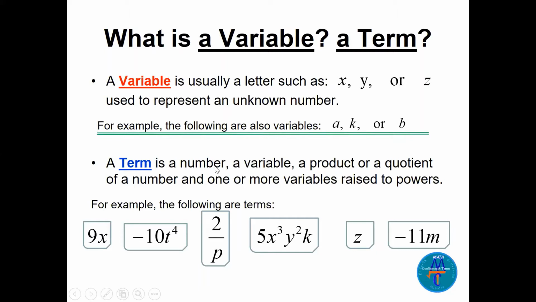Now, what is a term? A term is a number or variable or product or quotient. See, I put here 1, 2, 3, 4, 5, 6. These are terms, one term each. So when we say a term, it's a number, 9 or 9x or z or 2 over p or minus 10t to the power 4 or 5x cubed y squared k, all this is one term. It's a number or variable or a product or quotient of a number and one or more variables, each one raised to a different power.